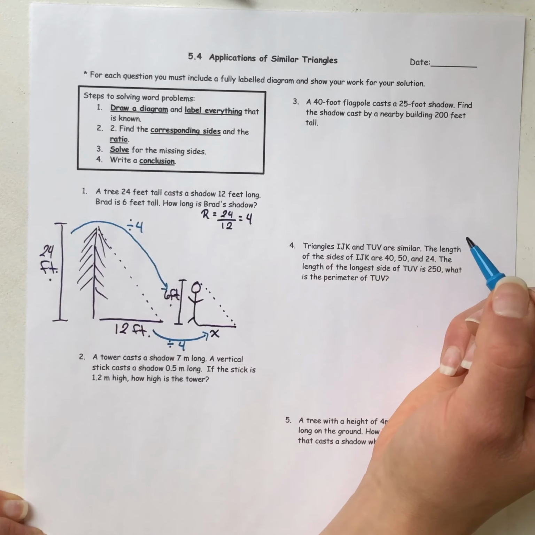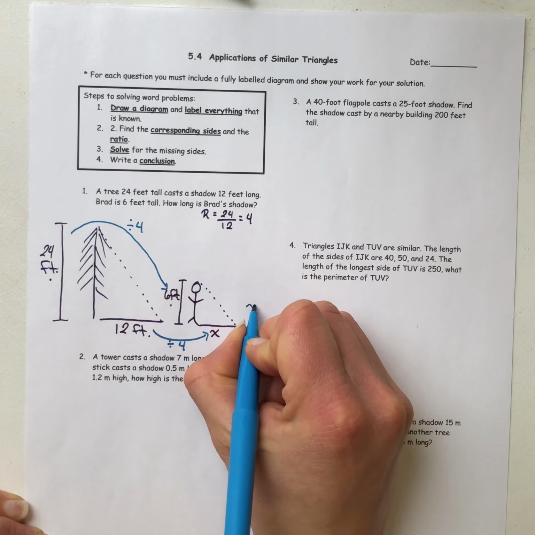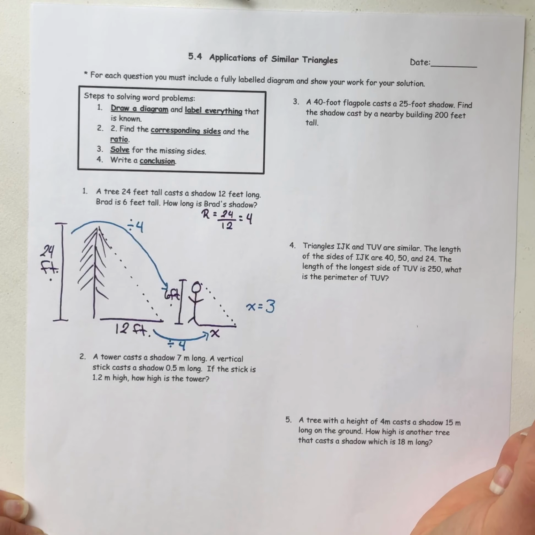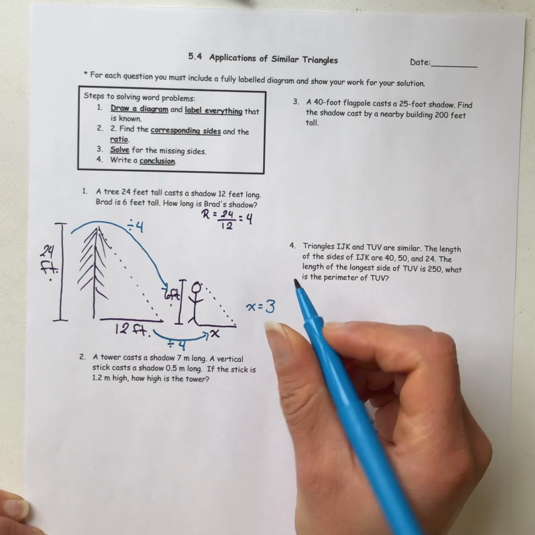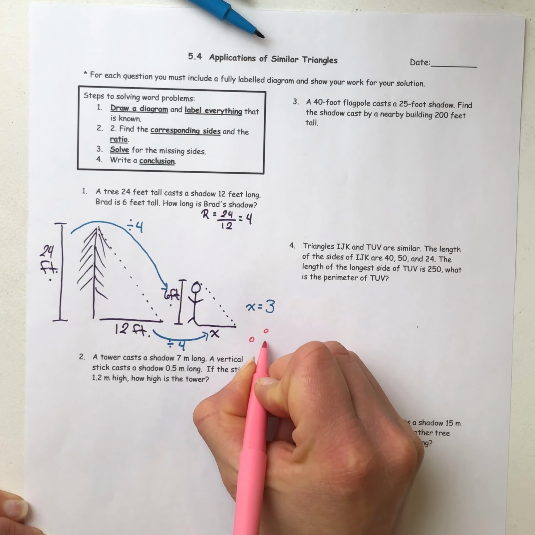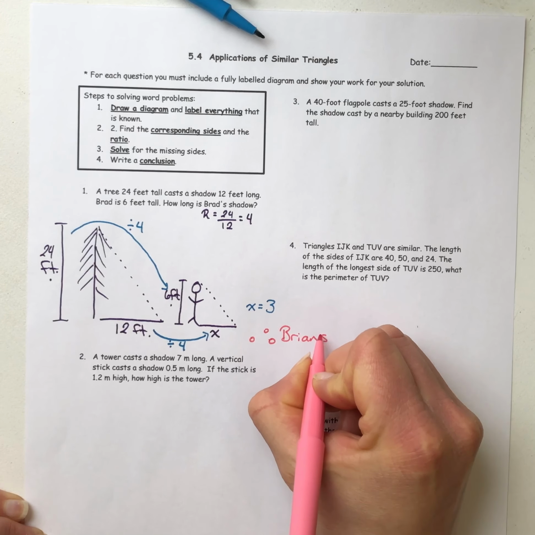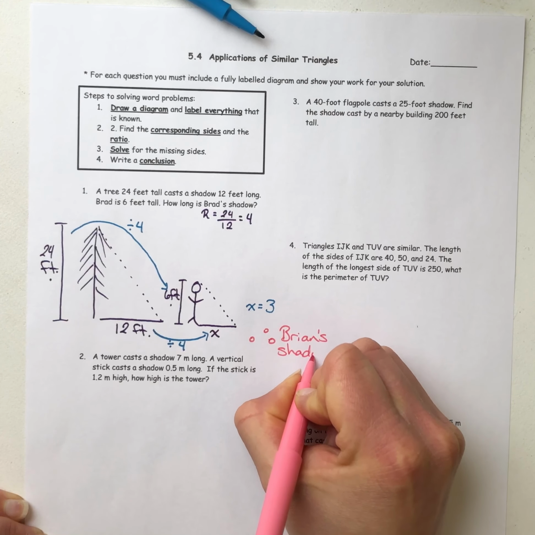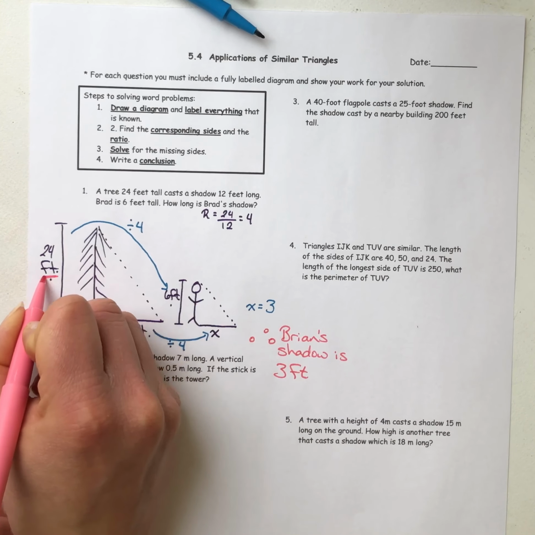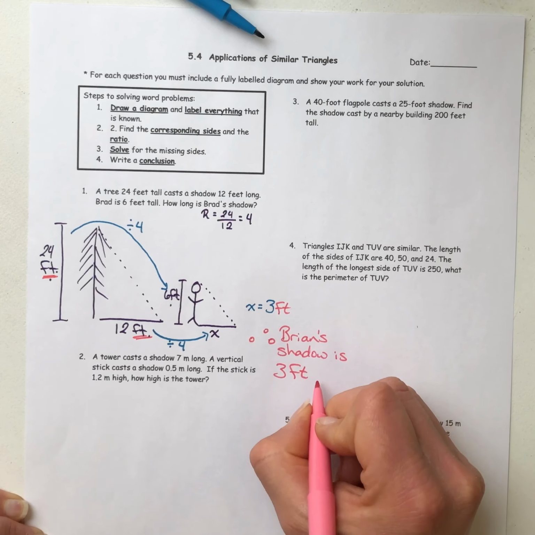Right now we're doing step 3, solving for the missing side. 12 divided by 4 gives me X equals 3. I don't have a ton of room, so I'm going to go into the other box. Therefore, Brian's shadow is 3 feet. Don't forget that we need to rewrite the feet. Brian's shadow is 3 feet long.